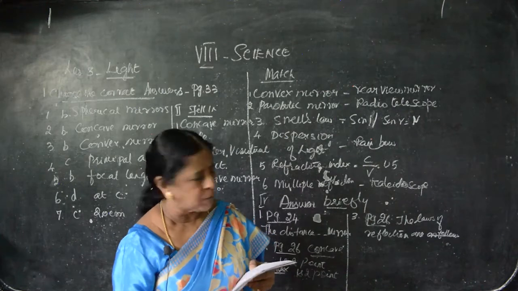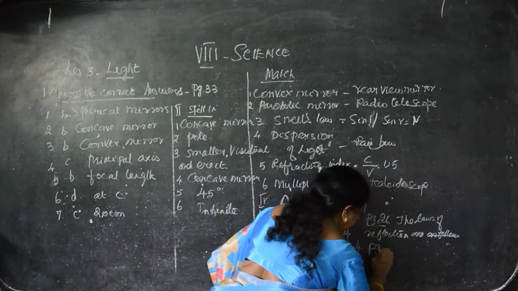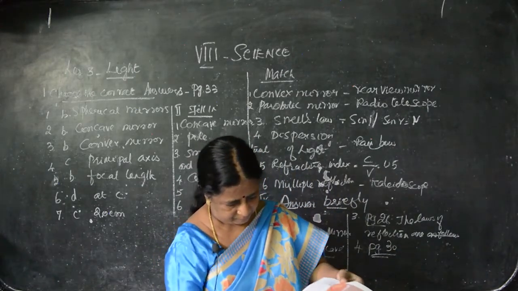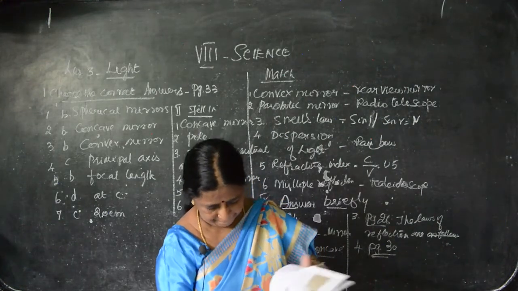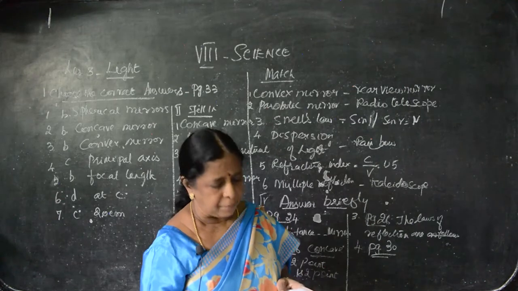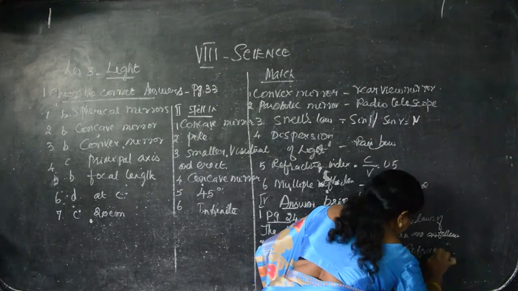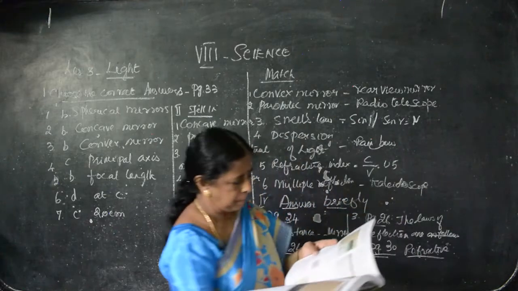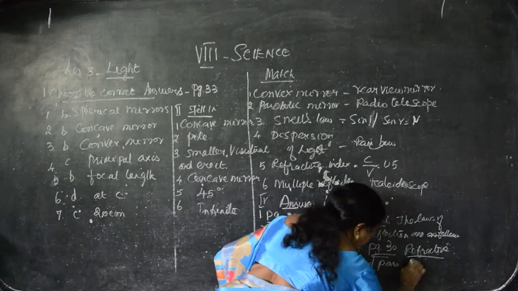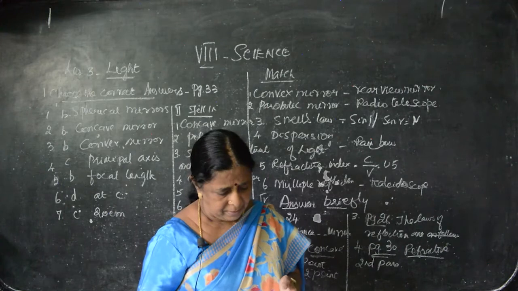And define the refractive index of a medium. It's on page number 30. Take page number 30. Under the heading refractive index, second paragraph, first line. Under this heading, 3.81 is there. Did you find it? Under this heading, second paragraph, first line.